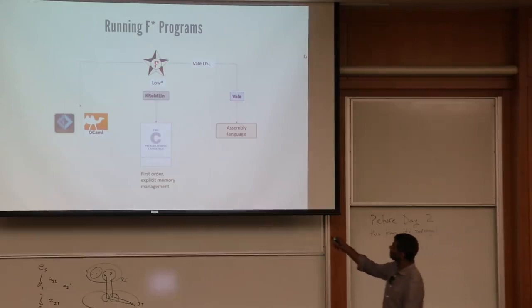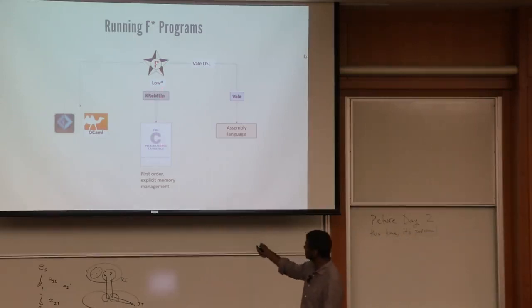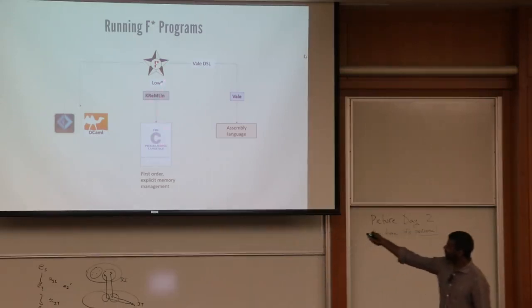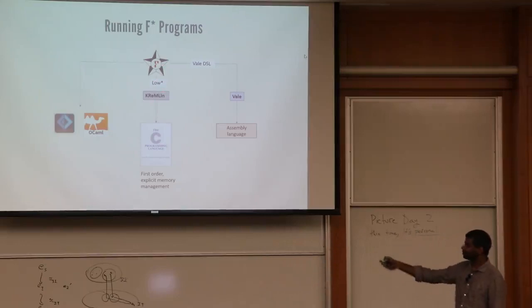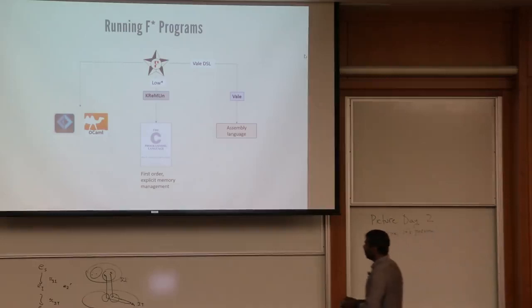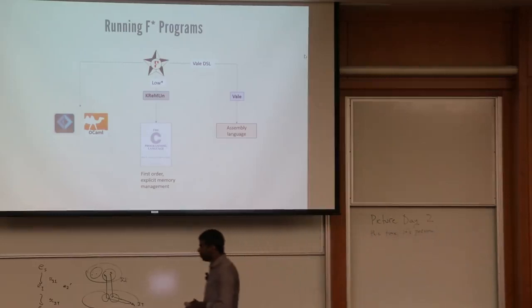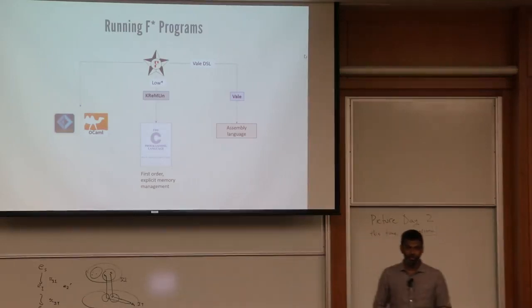Right. Okay, so this is going from ML to C. Kremlin translates Lowstar programs to C, and you can compile your C program using any C compiler. You can use CompCert if you like, but most people tend to use GCC because it's much faster.